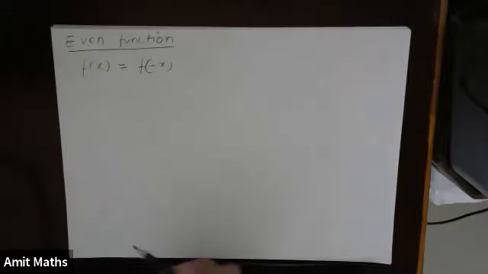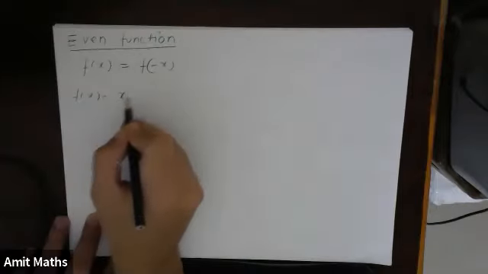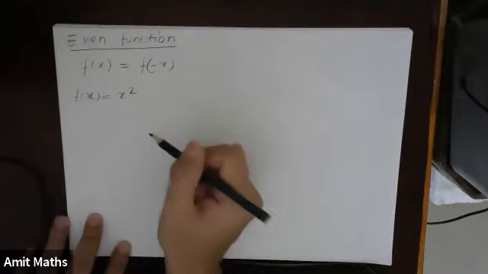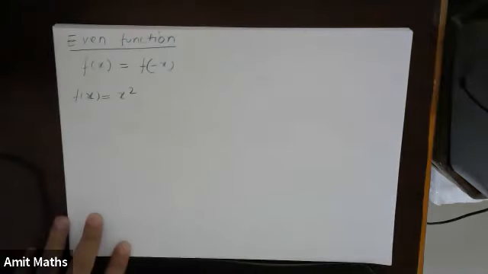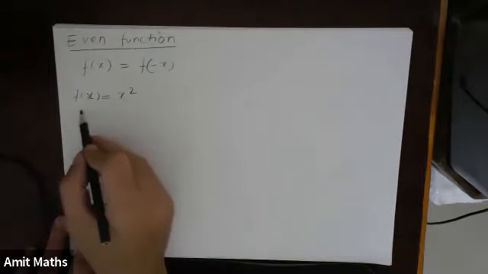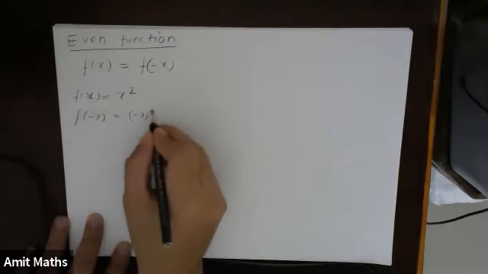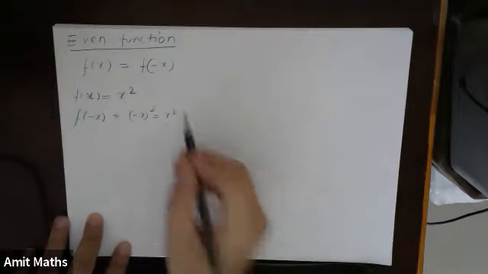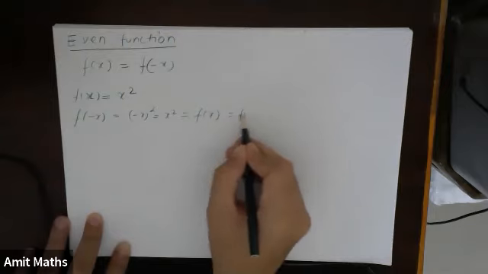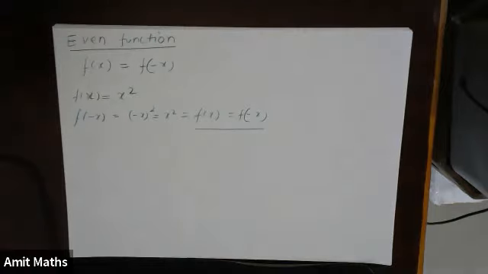For example, suppose f of x is equal to x square. This is a very classic example of an even function. Instead of x, if I substitute minus x, this will be minus x whole square, which is still x square. So this is also equal to f of x. That means f of x is equal to f of minus x. If this condition is satisfied by any function, it is called an even function.